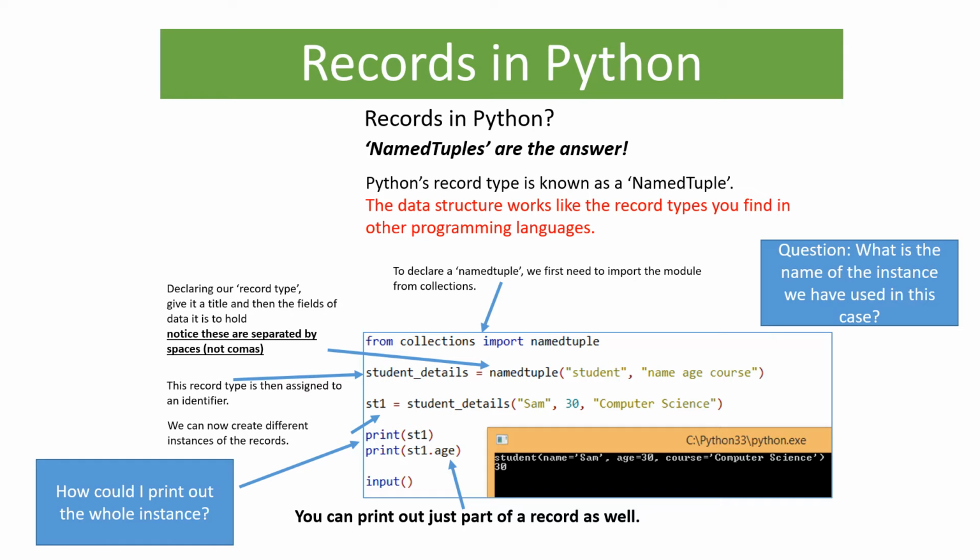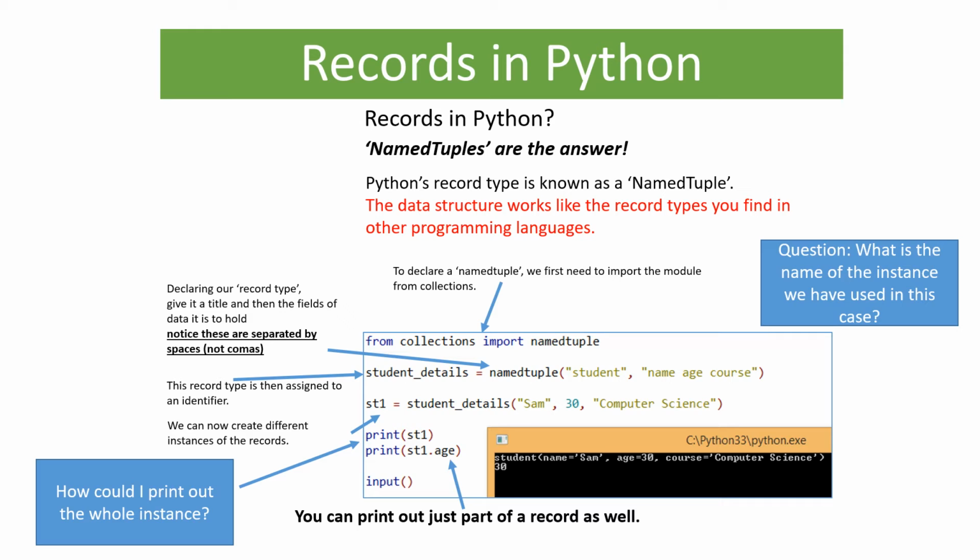On the following lines you can see if we print ST1, it's going to give us all their details. So name equals Sam, age equals 30, course equals computer science. Look how it prints it out. It's actually printing it out with the type student, because that's the identifier. Look on line 2, that's where we had the identifier.